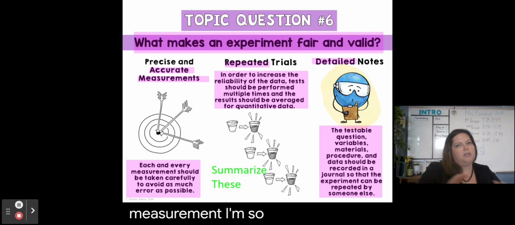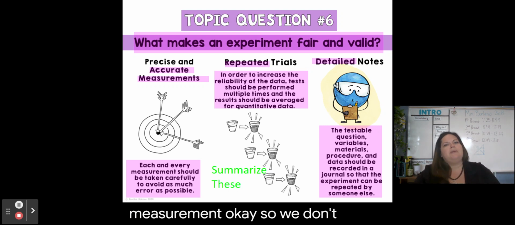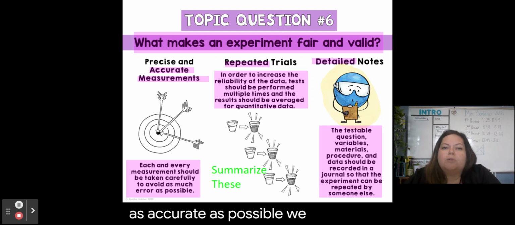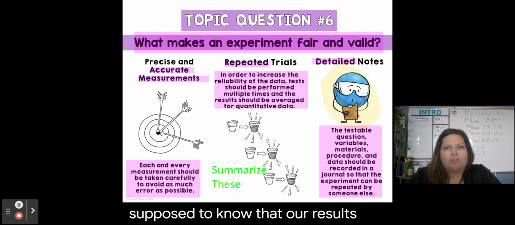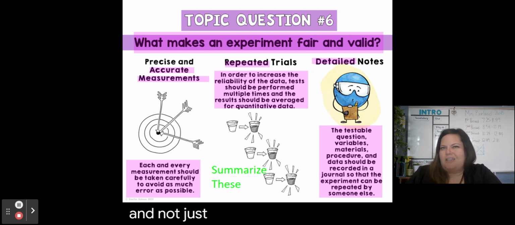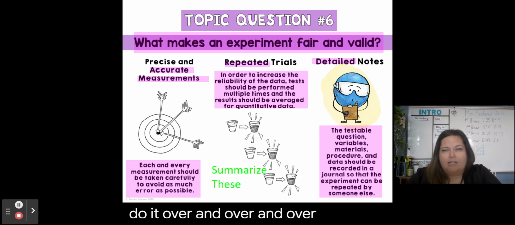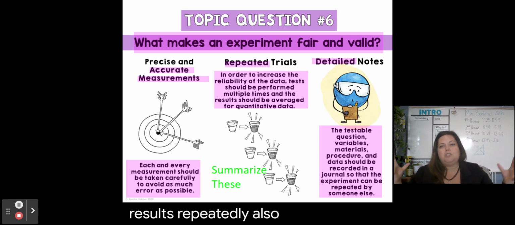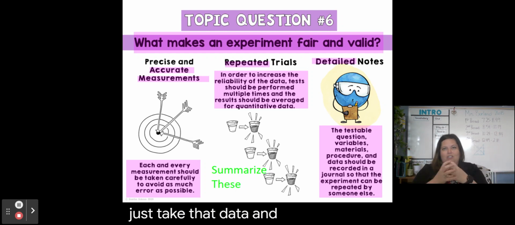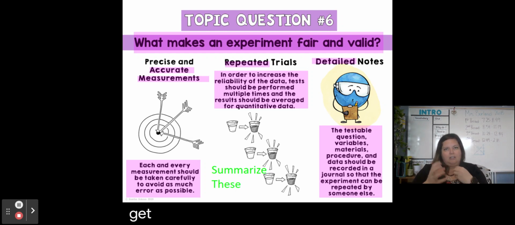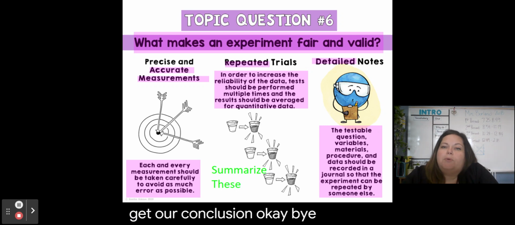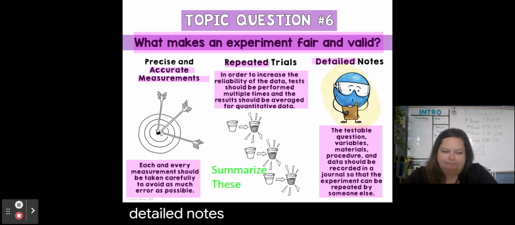So we don't want to kind of guess and get it close. We want to be as accurate as possible. We also want to repeat our trials. How are we supposed to know that our results are actually what's supposed to happen and not just a fluke? How do we know we didn't just get lucky and get those results? So we want to do it over and over and over again to make sure that we get the same results repeatedly. Also, sometimes we just take that data and average it together, depending on what it is, to get our conclusion. Okay. Finally, we want to make sure we're taking detailed notes.